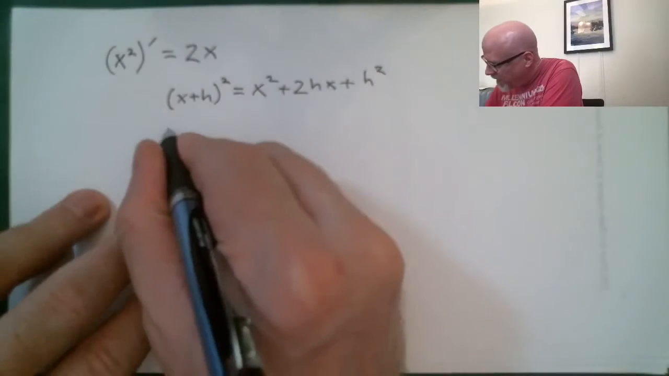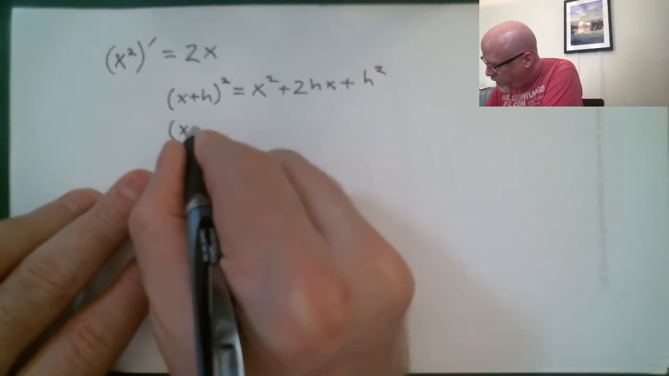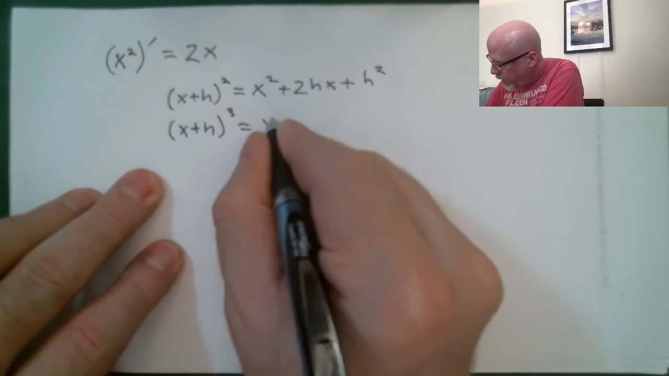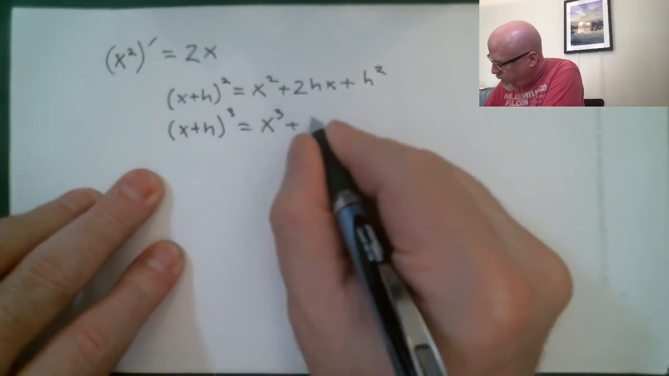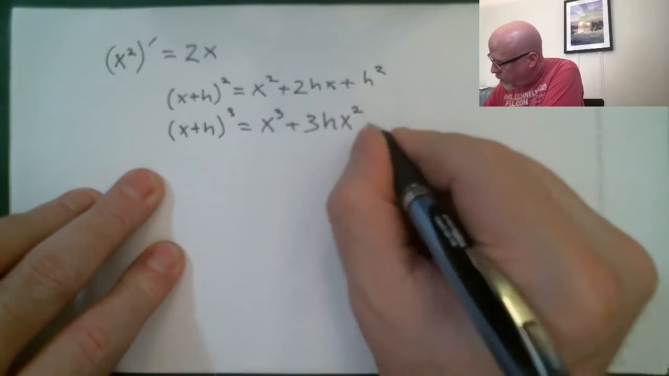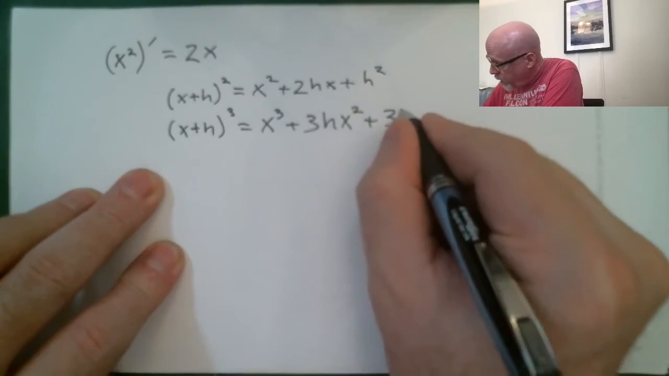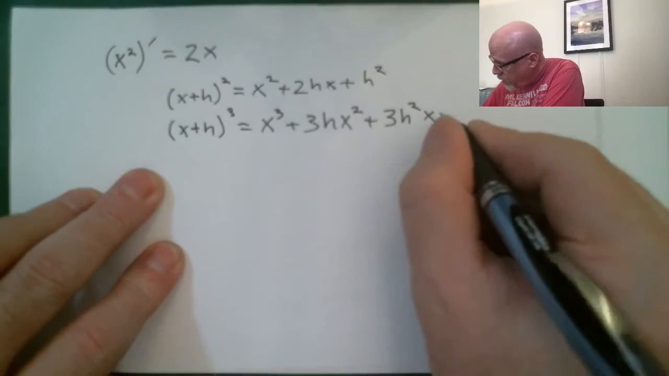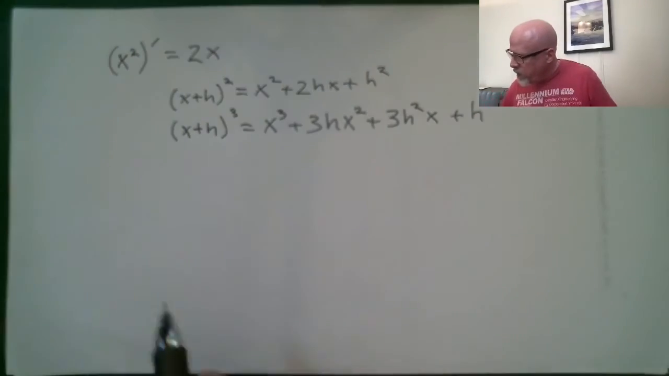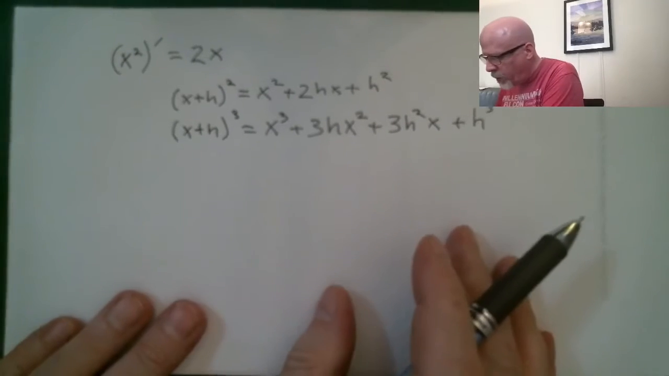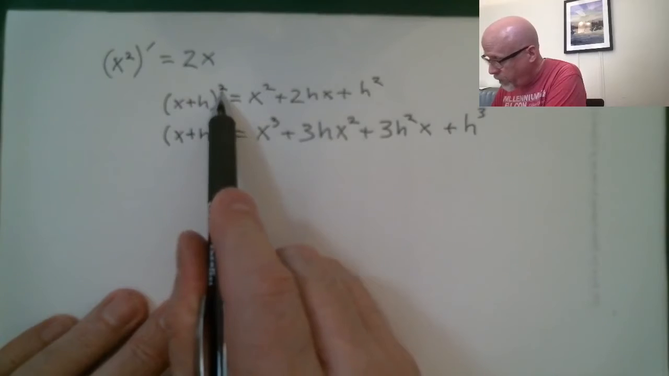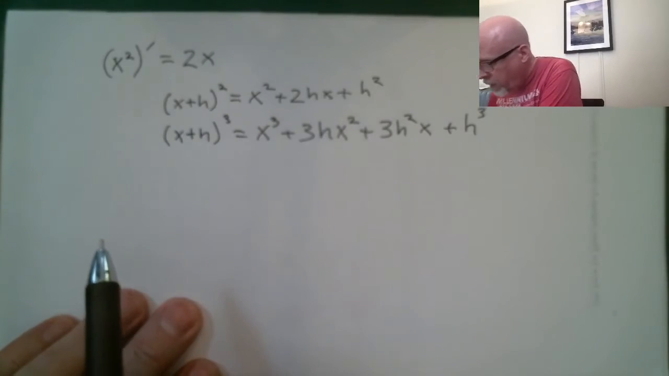I had just worked it out, and it was that (x + h) cubed was x cubed plus 3hx squared plus 3h squared x plus h cubed. And both of these expansions have the same pattern going on in them. The power of x starts out at the same as whatever the power you're raising is.